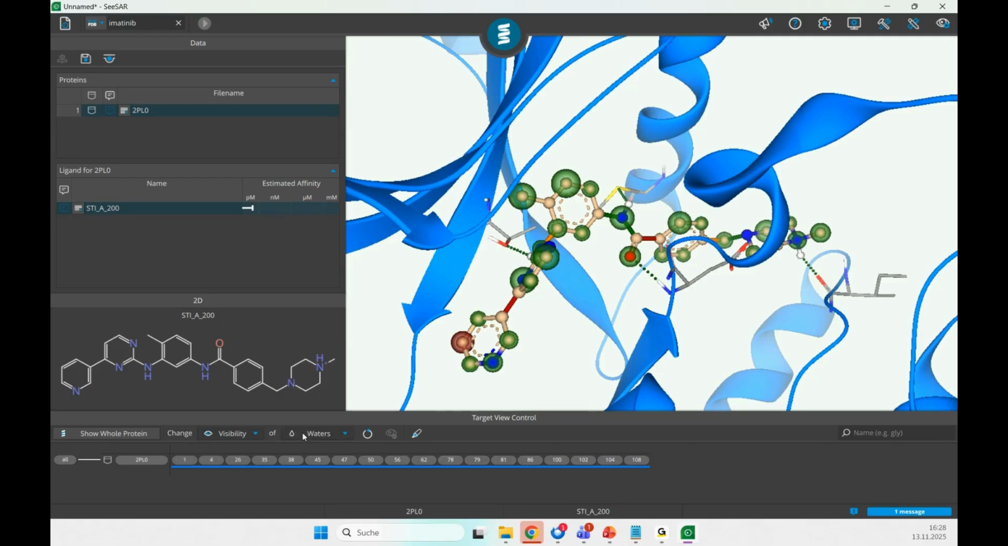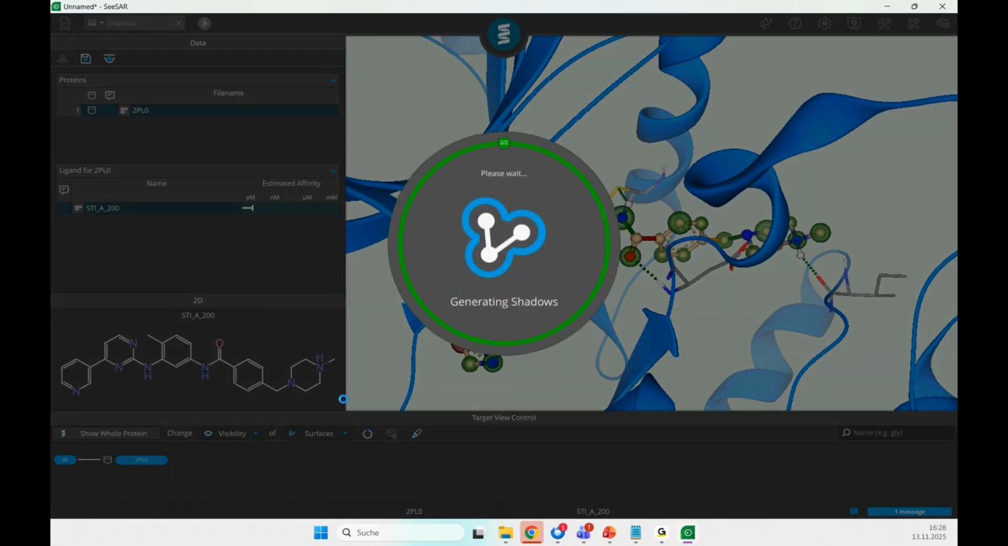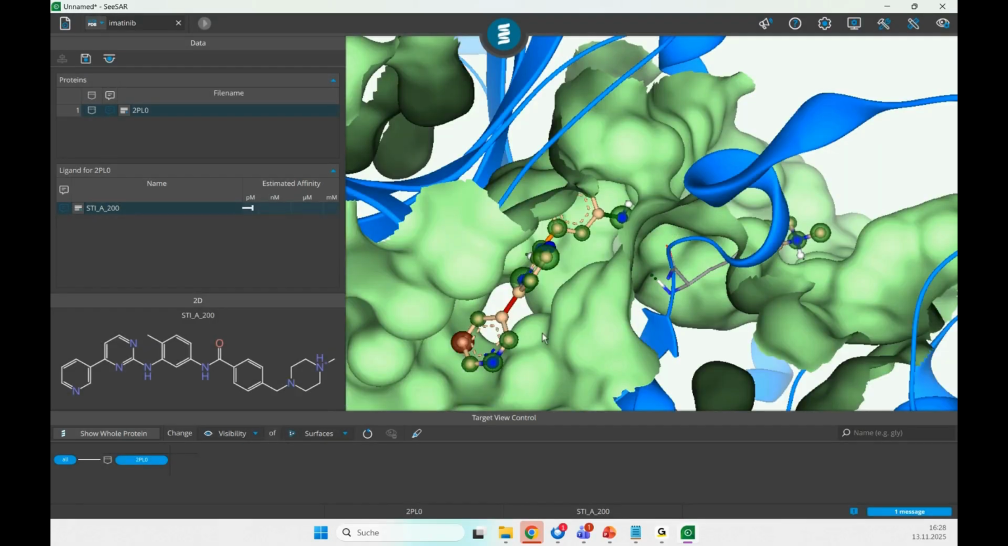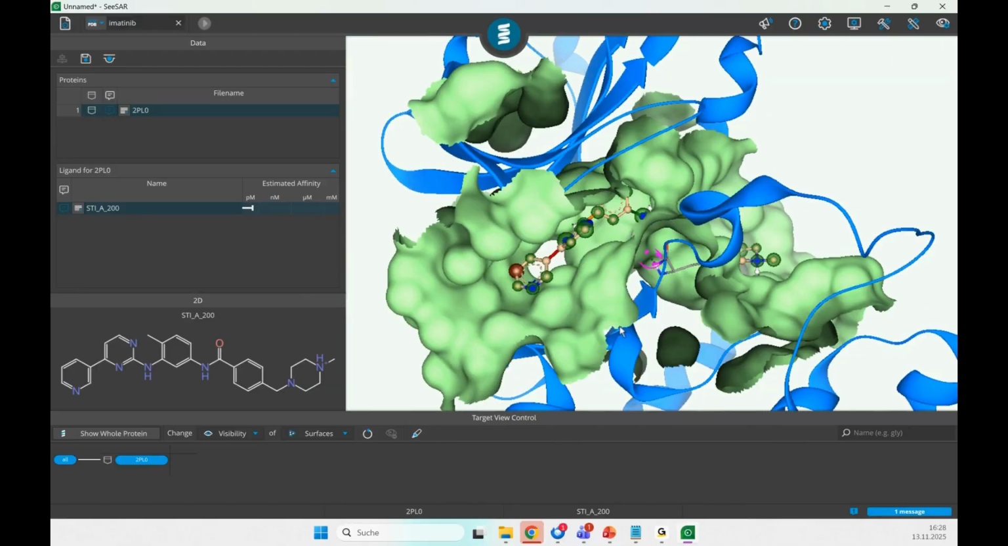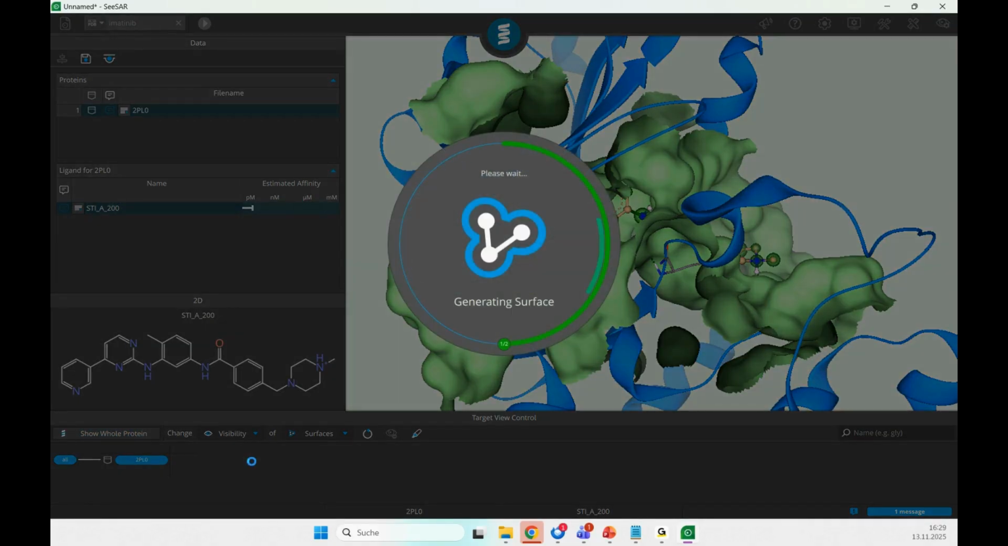Same goes also for water molecules. We can turn on all water molecules or none. And likely most importantly, for depth assessment, the target's binding site. So we go to surfaces, we turn on the target binding site. For the binding site only, we are presented with something like this. If you would like to see the surface of the whole protein, we can also do that, which will look like this.